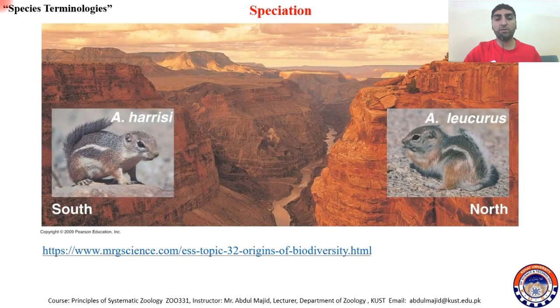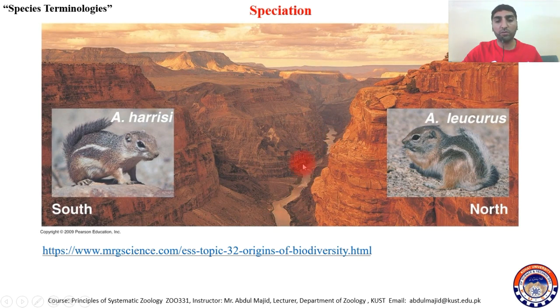Let me give you an example. In this picture you can see the Grand Canyon of Arizona. Before the appearance of this canyon, the population of this squirrel was evenly distributed on this whole land. But when this canyon appeared, it became a barrier between the two populations. So now the population on the south side cannot interbreed with the north side, and the north side cannot interbreed with the south side because of the presence of this barrier.